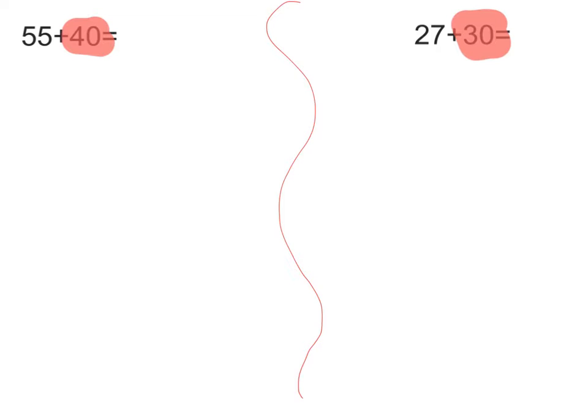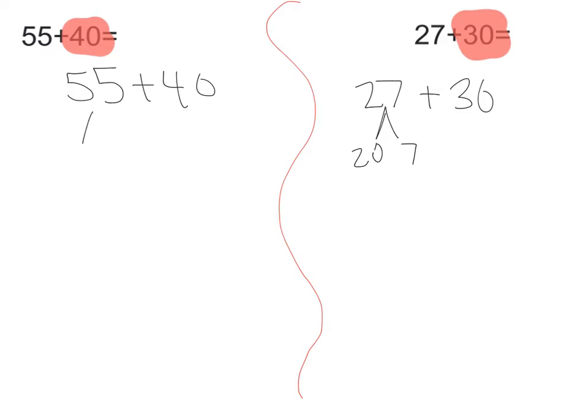Okay, so I have a number, 27, that has 2 tens and 7 ones. 2 tens and 7 ones. And I am adding 30 to this number. So what I'd like you to do is take your problem, 55 plus 40, and I want you to split your 55 into tens and ones. Pause the video and start the video again when you're ready to continue.